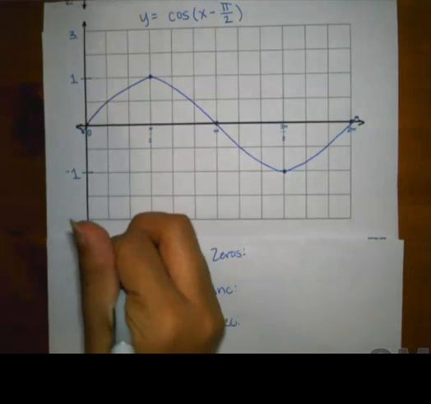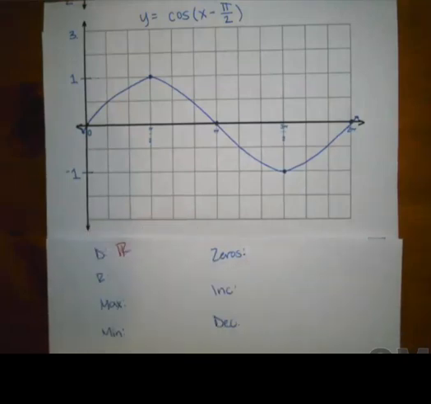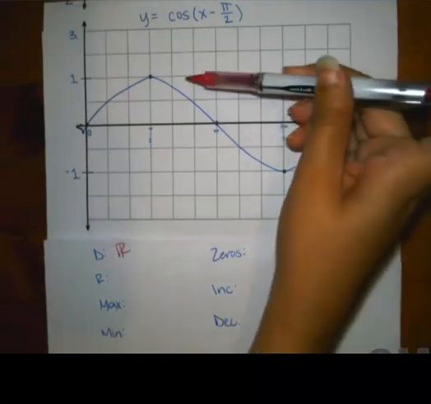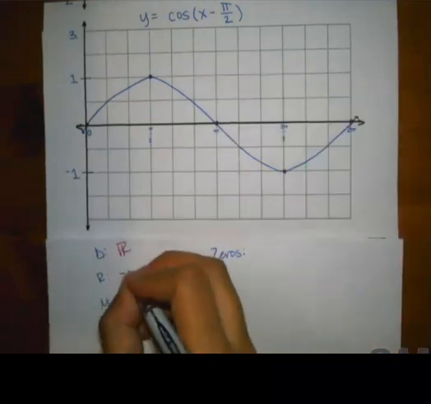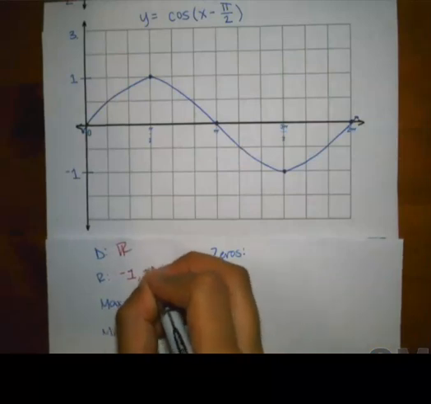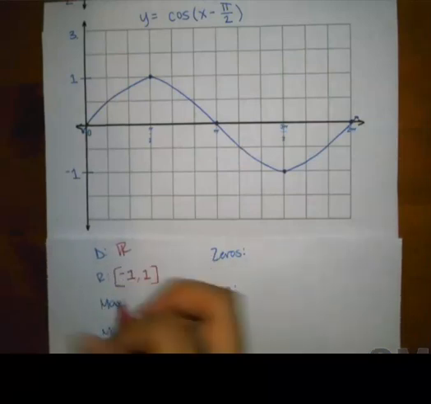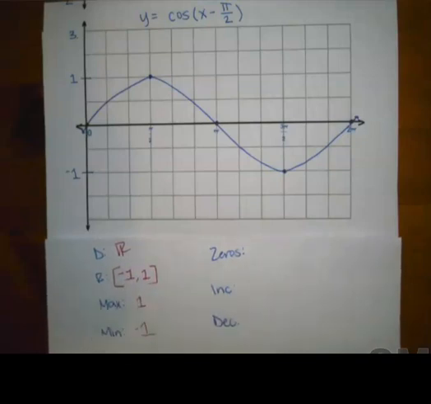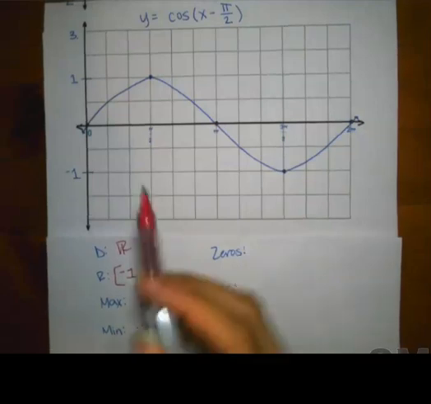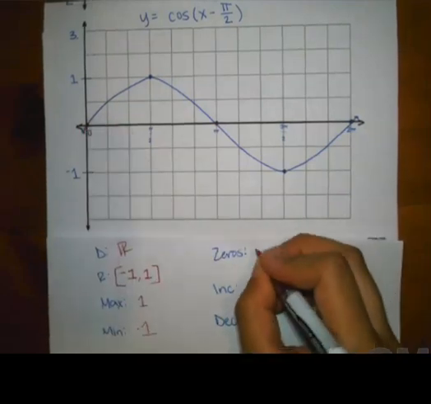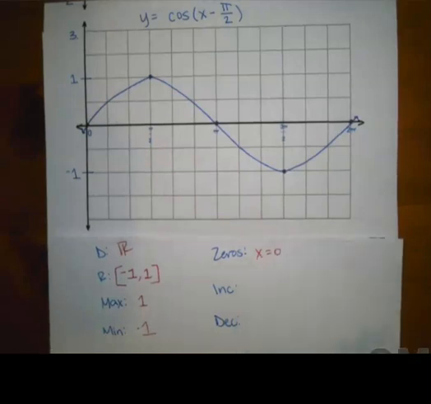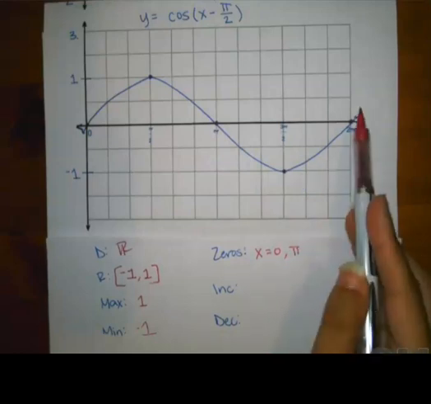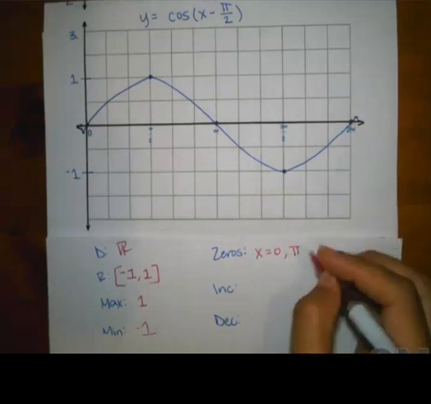So our domain, still all real numbers. Our range, so our lowest point is -1 and our highest point is still 1, so our range has not changed from our original graph. Our maximum is the same, our minimum is the same. Alright, let's look for our zeros. We have a 0 at 0. There's another one at pi. And there's another one on this graph at 2 pi.